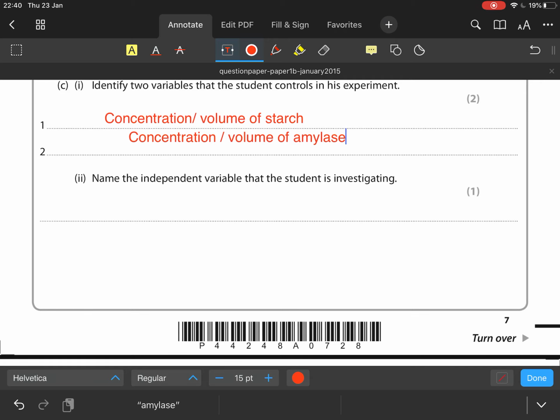Name the independent variable. Okay, reminding yourselves again, independent variable is the thing you changed. So in this experiment, the thing that was changed was temperature. That was what we were investigating the effect of.